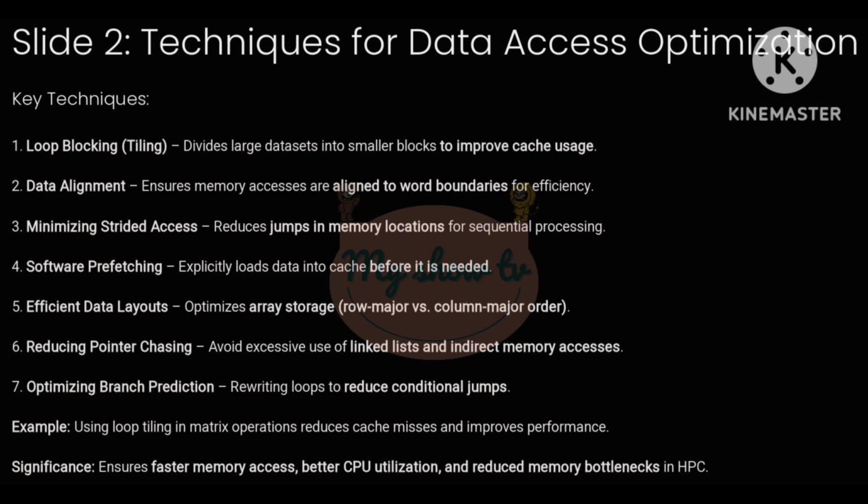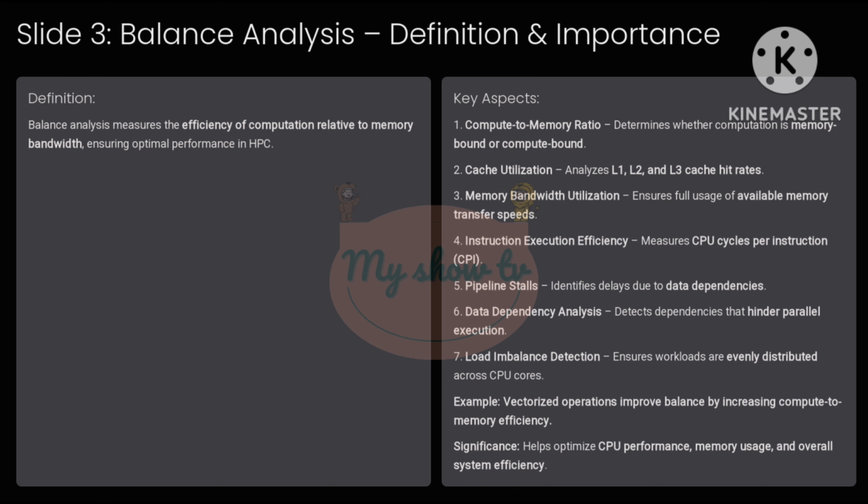5. Efficient data layouts. Optimizing how data is stored in arrays ensures fast memory access and minimal cache misses. Example. If a loop accesses an array column-wise instead of row-wise, performance drops significantly because of inefficient memory access. Significance. By following these techniques, memory-bound computations can be made up to 5-10x faster, greatly improving HPC performance. Slide 3. Balance analysis. Balance analysis helps determine whether a computation is limited by processing power or memory bandwidth.